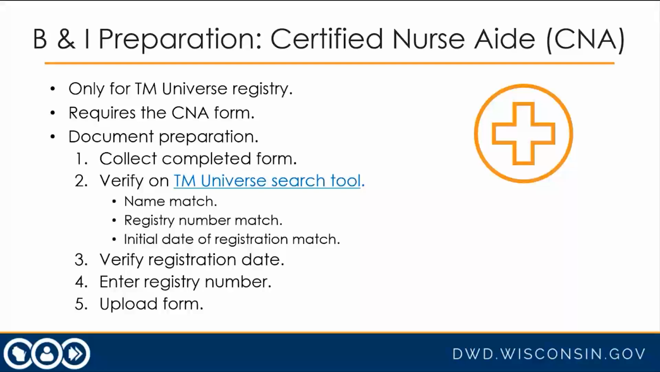The steps for preparing your documentation are: 1. Collect the completed form from the student. 2. Verify details on the TM Universe search tool. This means look for a name match. Verify that the name on the registry matches the student. Look for a registry number match. Confirm that the registry number on the form matches the registry number for the student on the TMU registry. Verify that the initial date of registration makes sense for when the student would have taken the course.